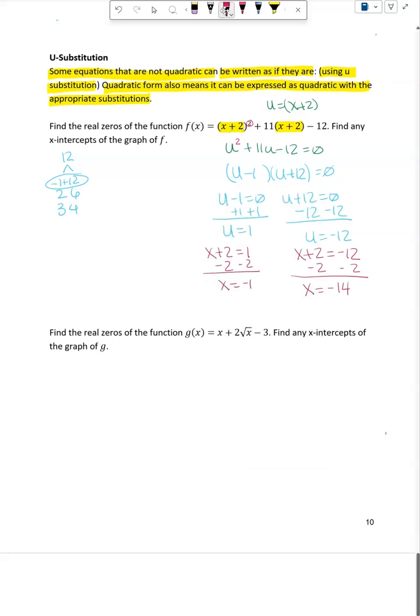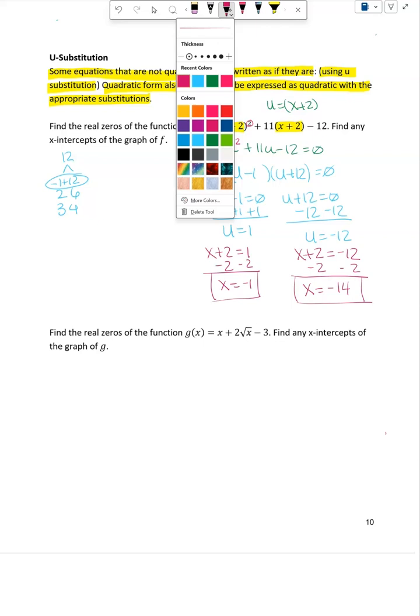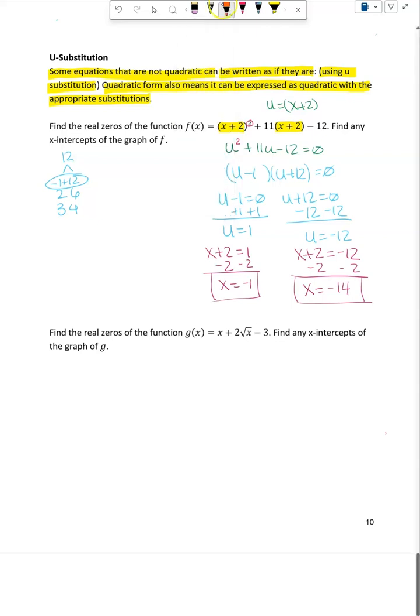Oops, I didn't mean to do that. Right there. Okay? Let's look at this one. This one's a little bit different, not a lot, but a little, so I tried to pick ones that could be like your homework problems, a little bit different. So on this one, find the real zeros for the function g of x equals x plus 2 times the square root of x minus 3. So on this one, we're going to look at the square root of x, okay?